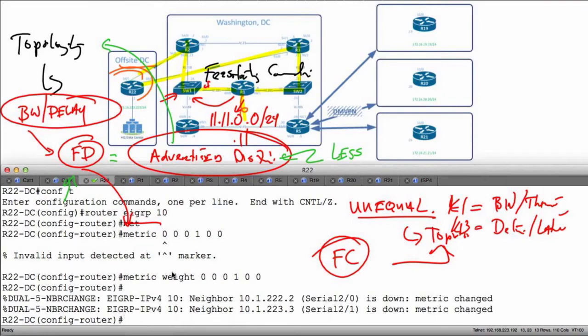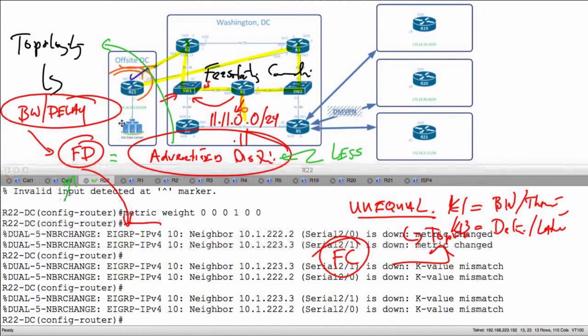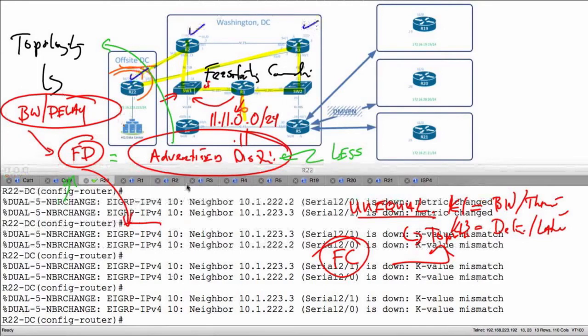Now that's going to kill my connection, which means I need to do this on every device. So what we'll do is we'll go through this very quickly and we'll mark each of these off. So we did R22. So next what we need to do is we need to do R2 and R3. So let's cut over to them and do that.